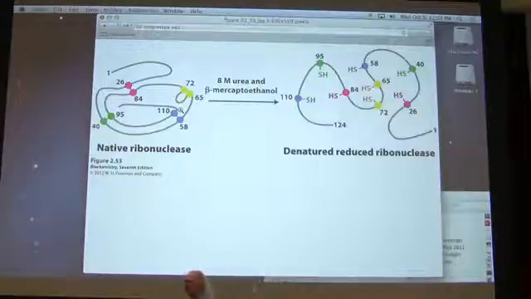And a denatured protein is inactive. This protein on the right, the denatured, reduced ribonuclease, will not, in fact, catalyze the breakdown of RNA. Now, I'm going to say more about this protein in just a little bit, but I wanted to give you some background about this because it's going to come up later in the lecture again today. Yes, question?